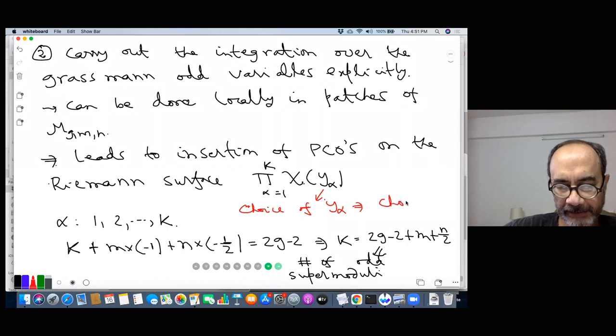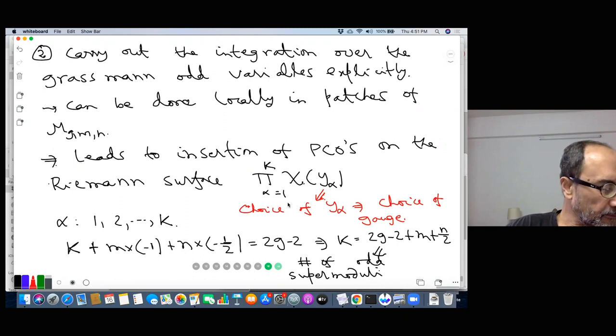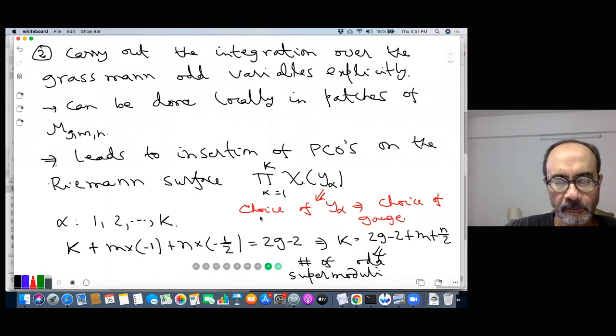corresponds to a choice of some gauge. Okay. And this gauge choice breaks down. Okay, and that's why we'll see this, probably in the next lecture, that you have to keep changing the positions of y alpha. We cannot just take the same y alphas everywhere on the Riemann surface. Okay, are there questions?